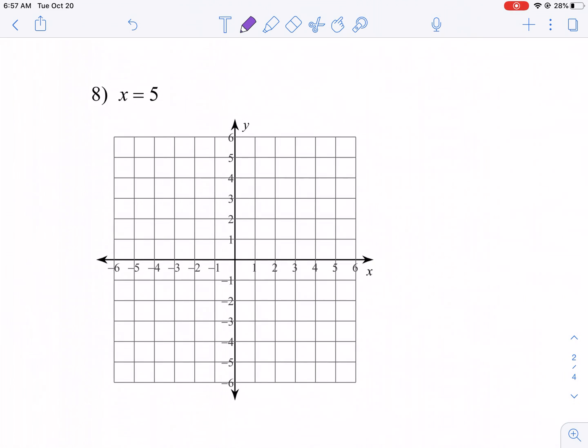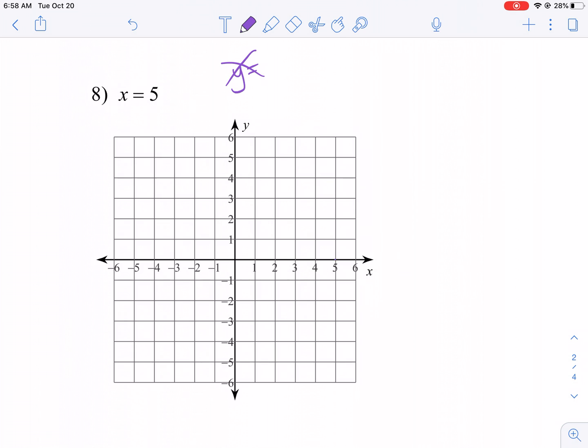X equals 5. This is different because there's not even a y. There's no y, so what do we do? Well, we're going to go to x equals 5. A common mistake I see is people go like this. No, it's not like that. Don't do that. That's a flat slope. That's horizontal. That's y equals a number. That would be y equals 0.